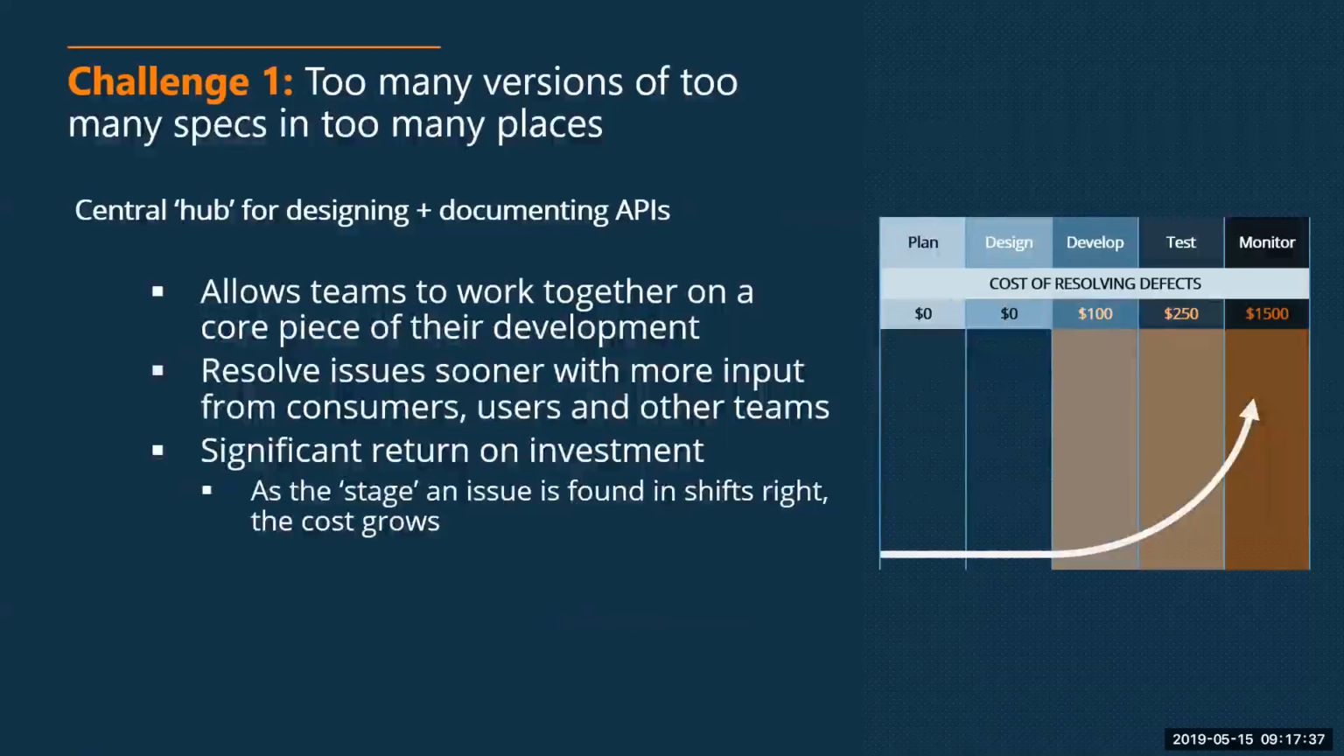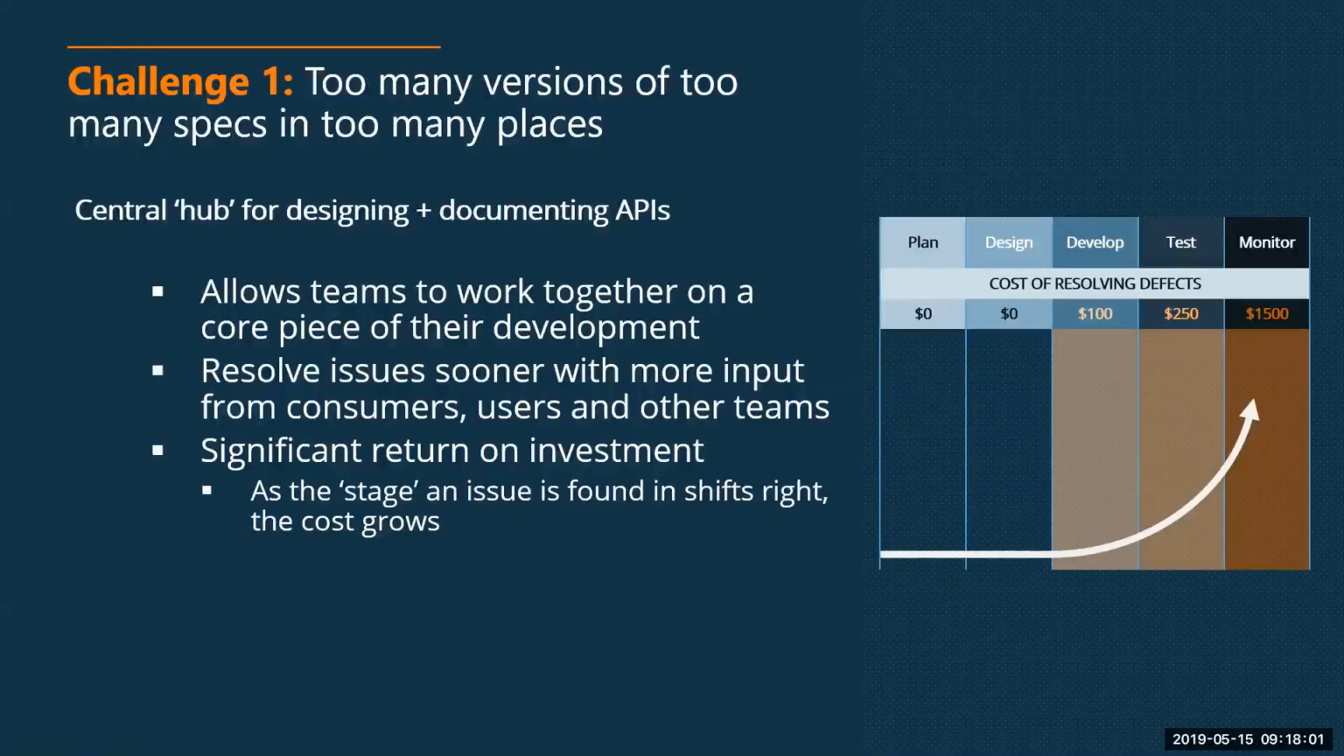Dive a bit deeper into the challenges. So I was looking at challenge 1 there: too many versions, too many specs. But if we have that central hub, our single source of truth for our documentation, that hub is going to allow our teams to work together on the correct version or versions of our APIs. That's certainly going to help.